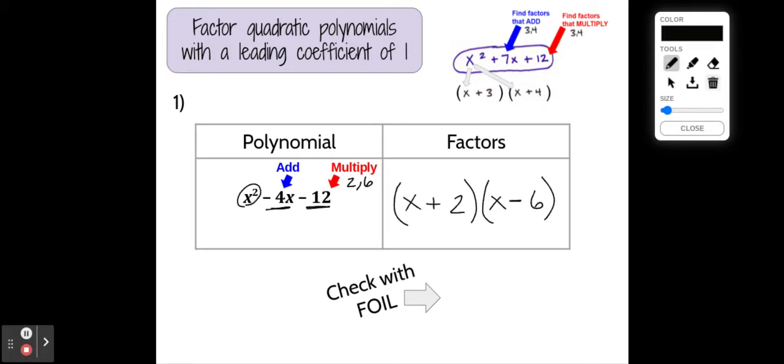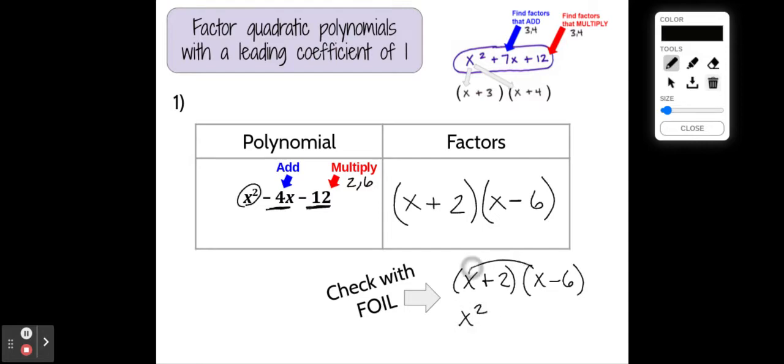Now, a positive 2 and a negative 6 would multiply together to give us the negative 12, and they would add together to give us negative 4. We can always check by FOILing. You don't need to write this down, but it's always a good idea when you're factoring to check your answer by multiplication. So I should get back to the original polynomial when I FOIL.